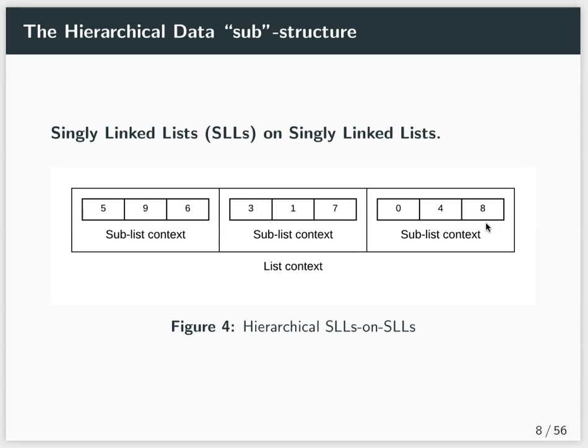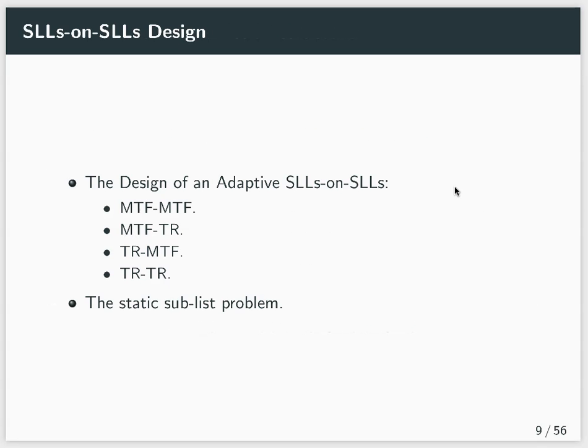So we can either have a sublist being moved in the move to front or transposition way, or the element within the sublist being moved in the move to front or transposition rule. So this leaves us with 4 interesting rules: the move to front, transposition, and the TR-MTF and the TR-TR, where the first is the move for the element within the sublist, and the second is the move for the entire sublist context.